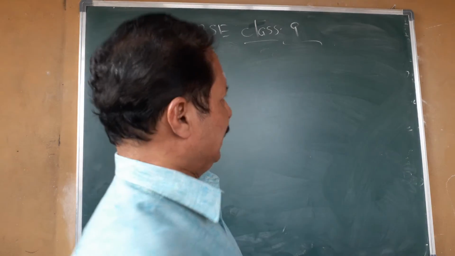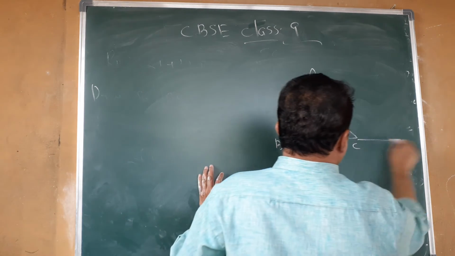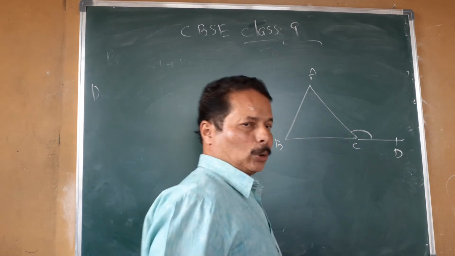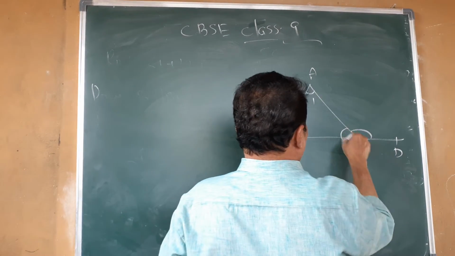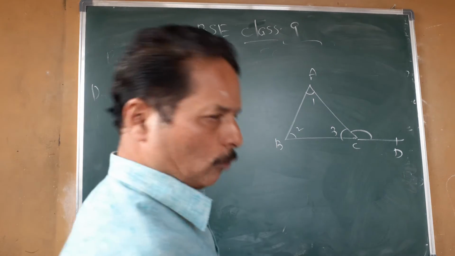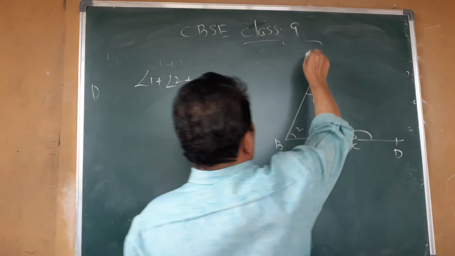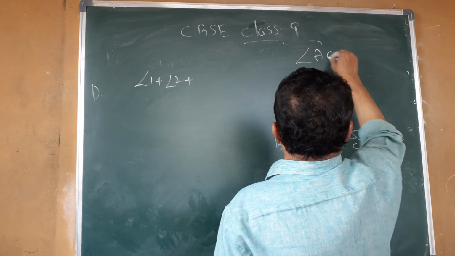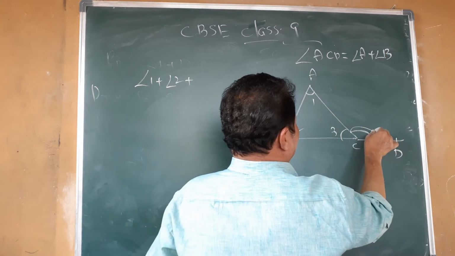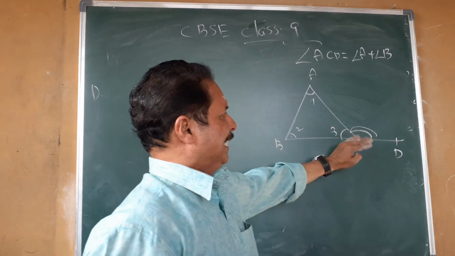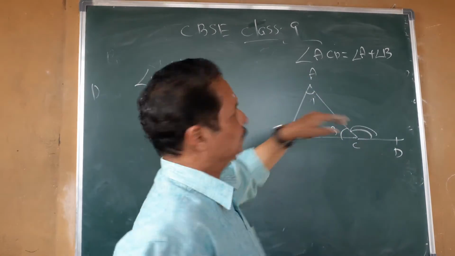Another important property is the exterior angle of a triangle. Look here. The exterior angle of a triangle, that is this angle, is equal to the sum of the interior opposite angles. Let us say these angles are angle 1, angle 2 and angle 3. Look very carefully here. We want to prove angle ACD equals angle A plus angle B. Exterior angle equals the sum of the interior opposite angles. This angle is equal to the sum of these angles.